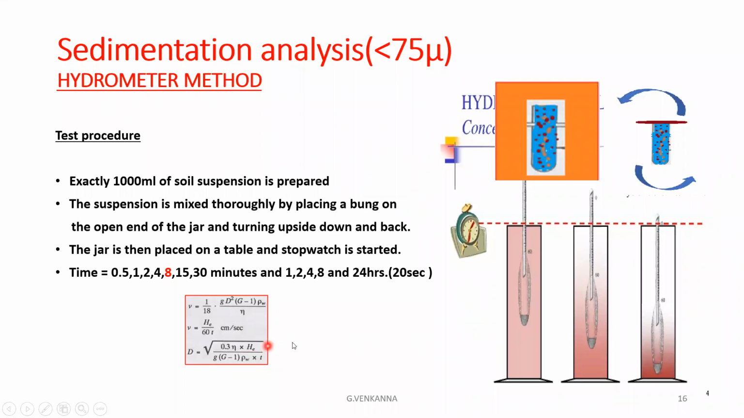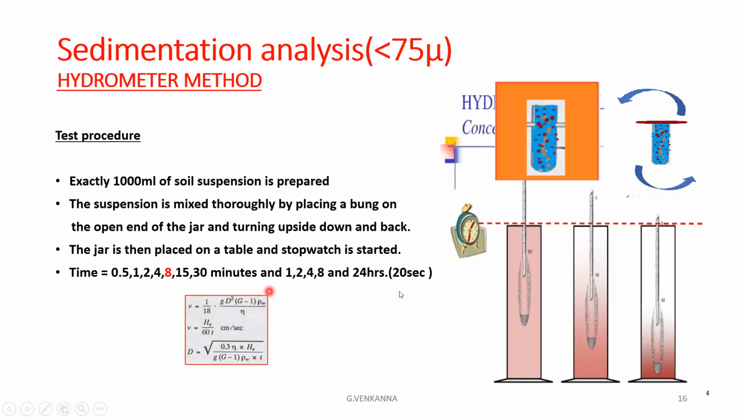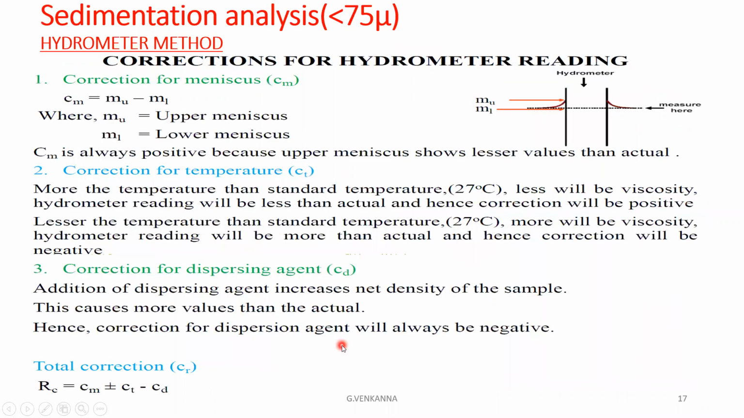So this is the simplest method compared to the pipette method. The effective height we can indirectly calculate from the above formula, and the time is whatever time interval we take, substituted in terms of seconds. After this process, we can also find the percentage finer later.